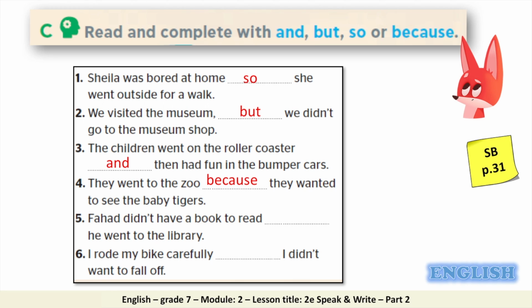Sentence number 5. Fahad didn't have a book to read. He went to the library. Since Fahad didn't have a book, the result was that he went to the library. The correct answer here is so.